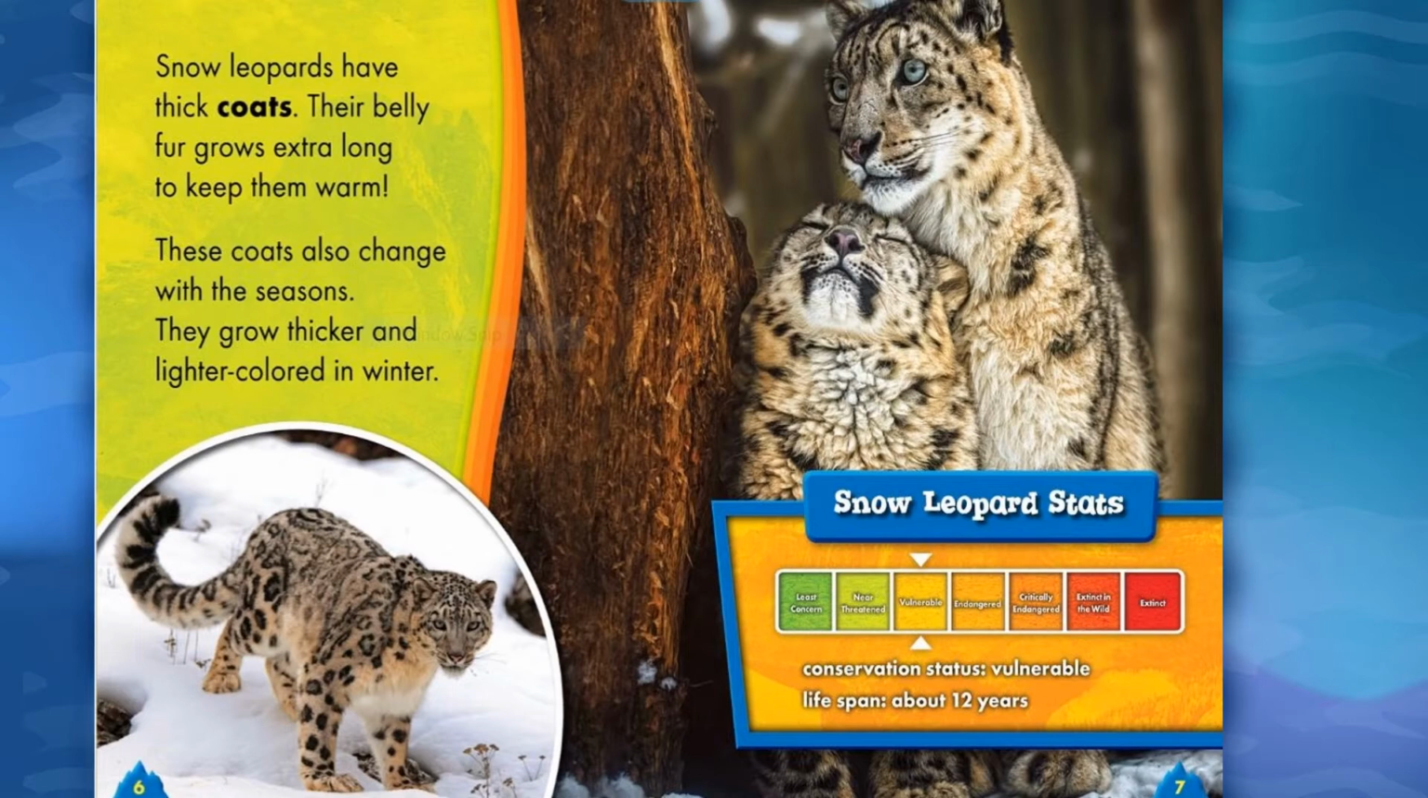Snow leopards have thick coats. Their belly fur grows extra long to keep them warm. These coats also change with the seasons. They grow thicker and lighter color in winter. Snow leopard stats. Conservation status, vulnerable, lifespan about 12 years. So if you look at the snow leopard, right? The fur, that's their coats. Okay, so that's on the outside of their body that keeps them warm.